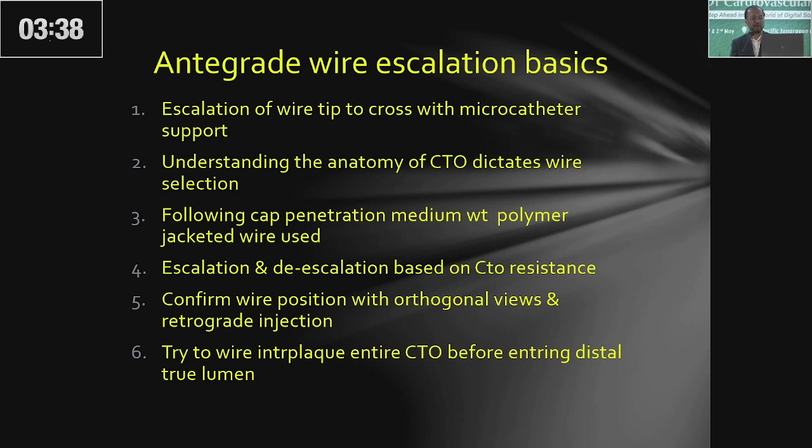And try to wire the entire CTO in the intraplug method before entering the distal true lumen. Then you will not lose the side branches.